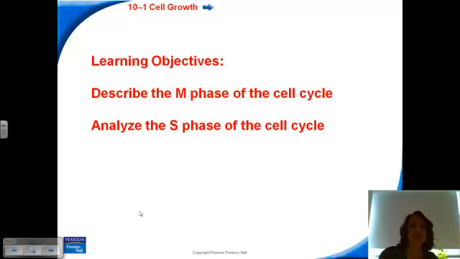Okay, this is the second lecture in Unit 6, the cell cycle. On the last lecture, we described the M phase of the cell cycle, and now we are going to analyze what happens in the S phase of the cell cycle. So we're looking at our second learning objective here.